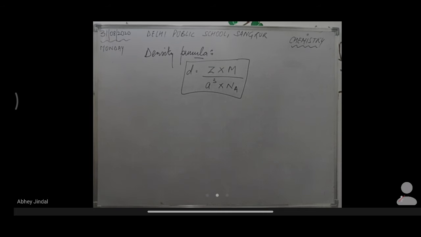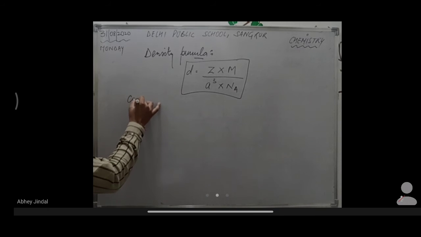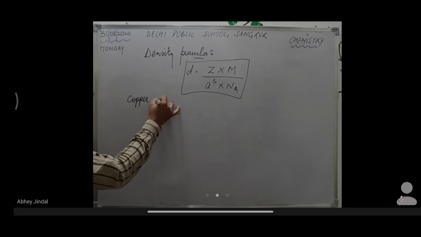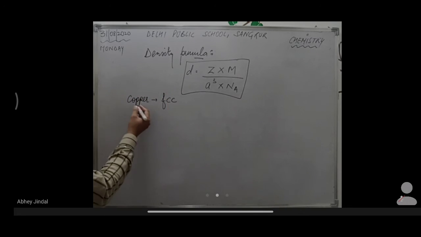Okay, so let us take an example for numerical problems. Let us solve some numerical problems related to this. The numerical problem that I am going to discuss is from NCERT only. Some experiments show that copper crystallizes in FCC unit cells. So copper is given, and it crystallizes in FCC.